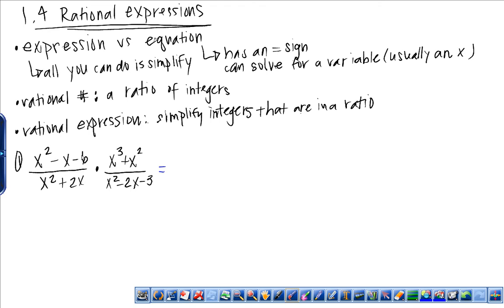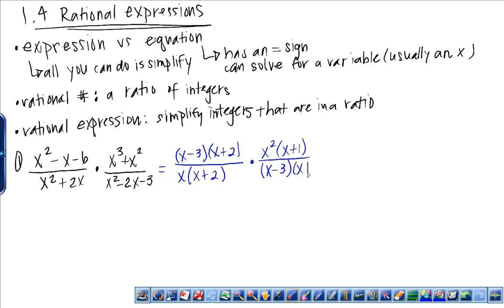So this first quadratic here, I would simplify, and that factors to an x minus 3 times an x plus 2. And that bottom one, I can take out a common factor of an x, leaving me with an x plus 2 times this top one right here. I can take out an x squared, leaving me with an x plus 1. And on the bottom, that's a quadratic, and I can factor that as well, leaving me with x minus 3 and x plus 1.